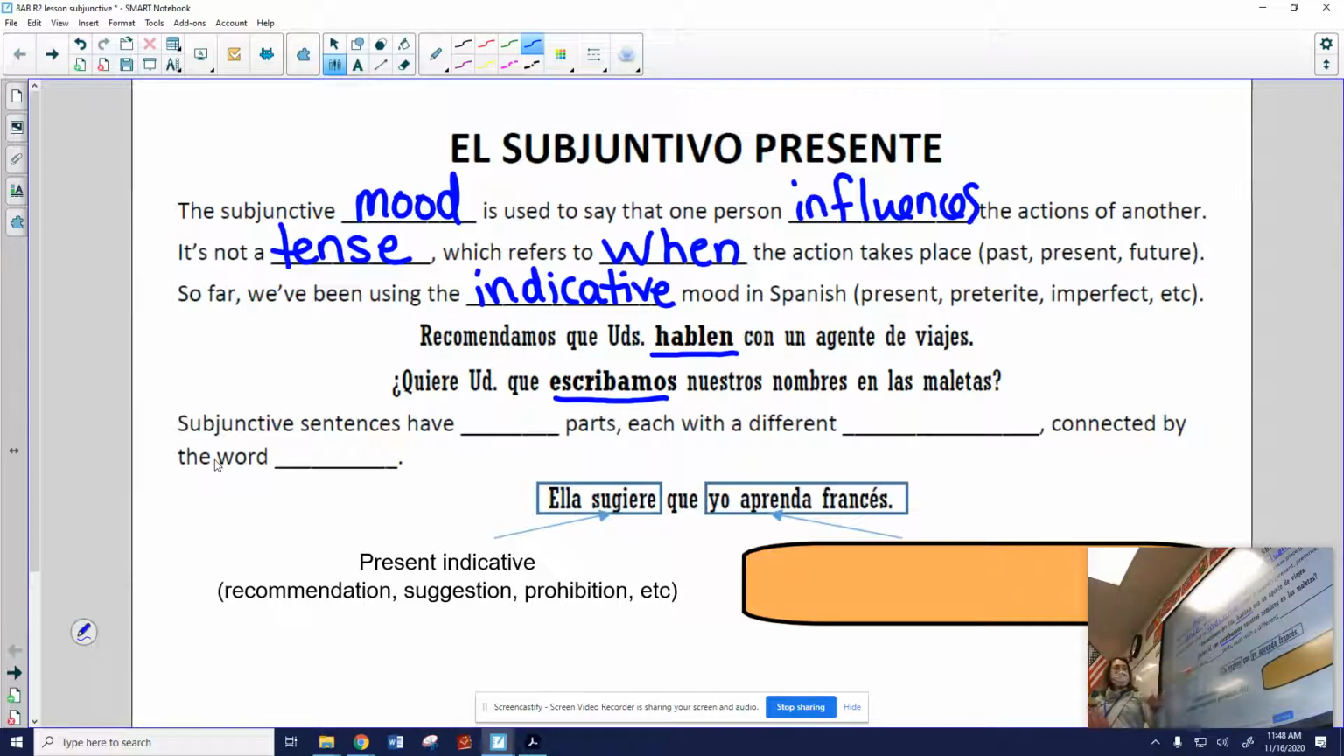Spanish subjunctive sentences have two parts, each with a different subject. Subjects are yo, tú, él, nosotros, ellos. And those two parts of the sentence are connected by the word que in between. Here it is. Recomendamos que. Quiere usted que.